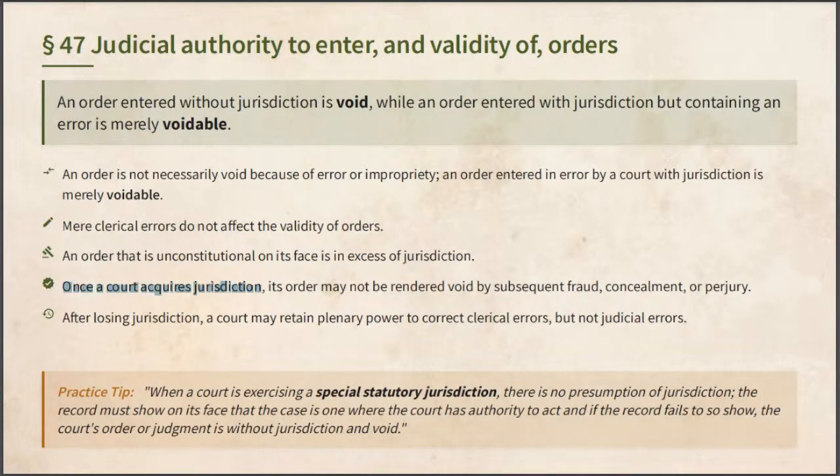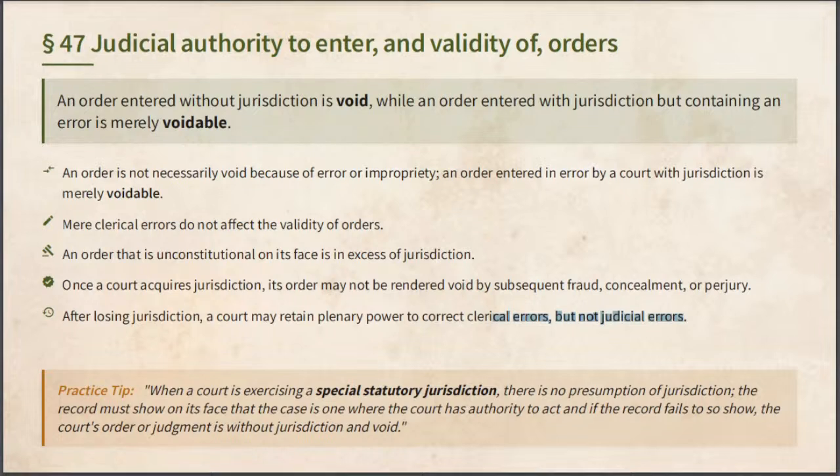Once a court acquires jurisdiction, its order may not be rendered void by subsequent fraud, concealment, or perjury. So look at that one. So once they have jurisdiction, they're not going to lose it because people are doing some foul play after that. After losing jurisdiction, though, a court may retain plenary power to correct clerical errors, but not judicial errors. Wow. Once they lose jurisdiction, they can fix clerical errors, but not judicial errors.